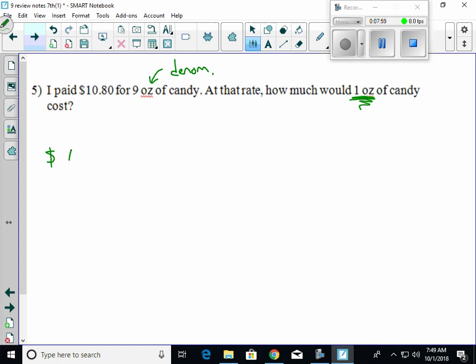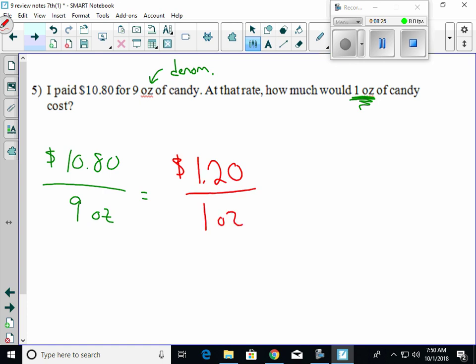So I have $10.80 for 9 ounces. Well, how am I going to make this into a fraction out of 1? I'm going to divide those. So I'm going to do the 10.80 divided by 9, and I get 1.2, but since it's money, I'm going to say $1.20 for 1 ounce. Unit rate, again, you're trying to turn this denominator into a 1. How much for 1 ounce?